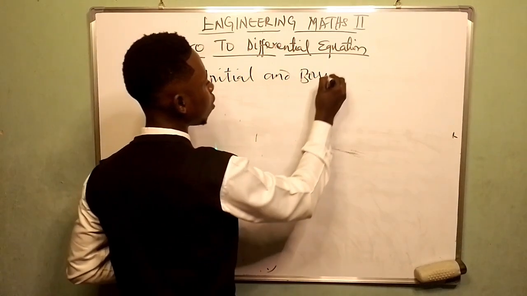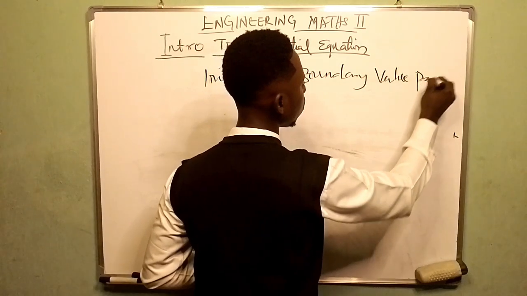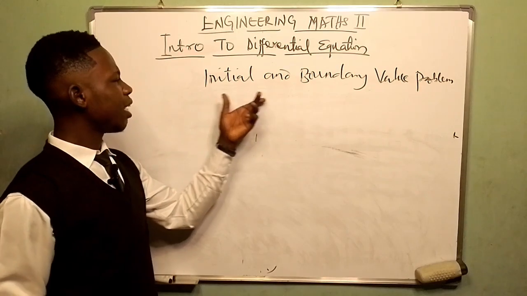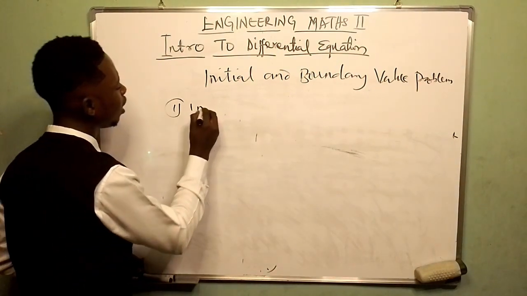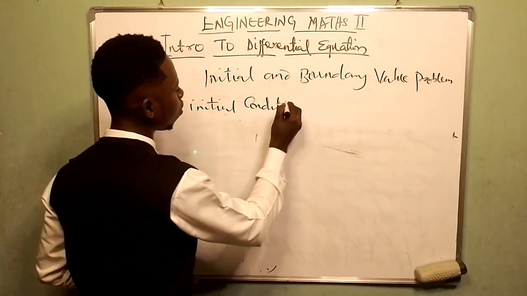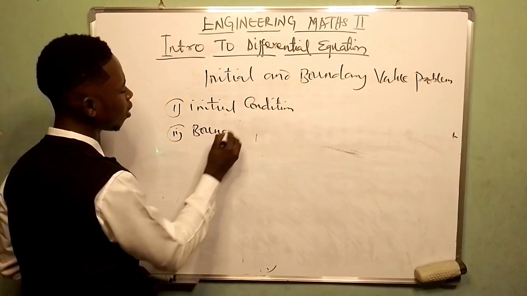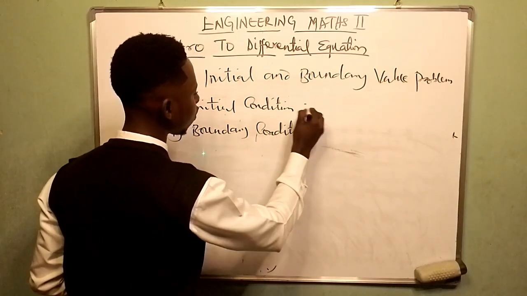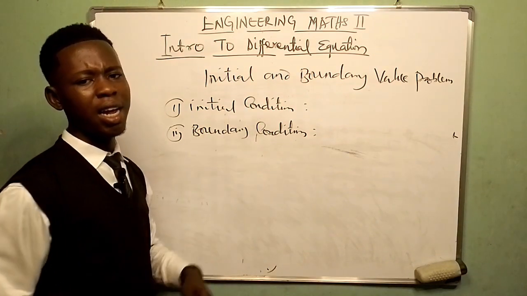The initial and boundary value problem. Now, in an initial and boundary value problem, there is what we call the initial condition, and then there's another one we call the boundary condition. Now, how do you know an initial condition?